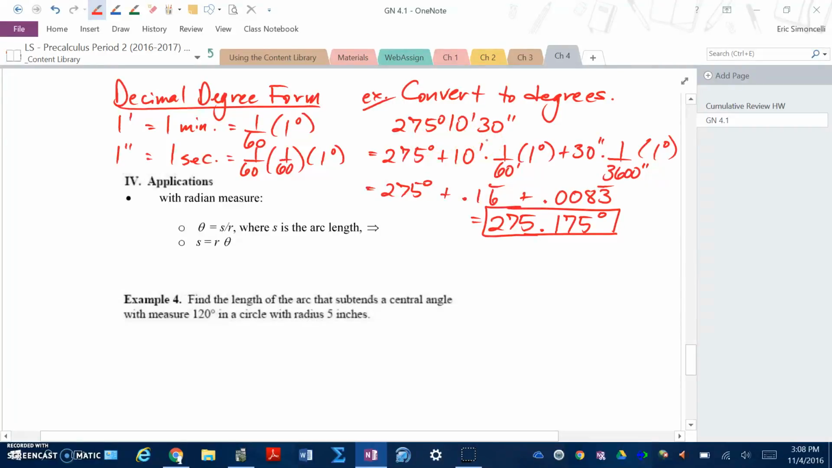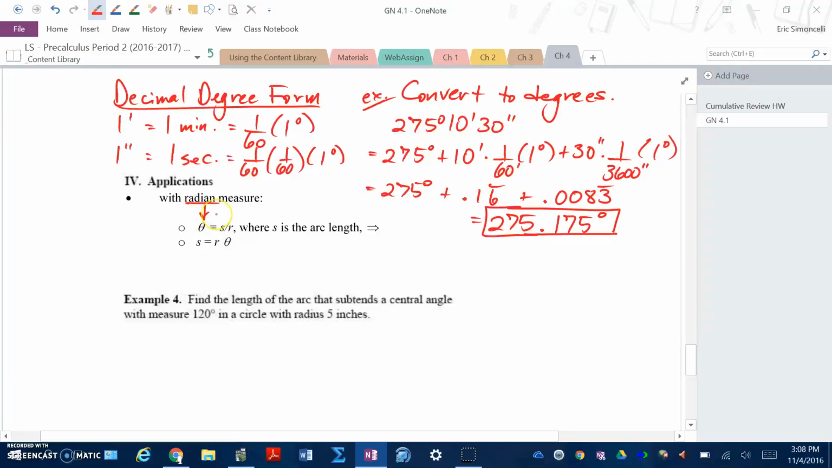Let's move on to some applications problems. With radian measure, we know that theta equals S over R, where S is the arc length. And if we were to get S by itself, we could simply multiply both sides by R. This is a very important formula, again, that stems from theta equals S over R, helping us understand and calculate what a radian is.